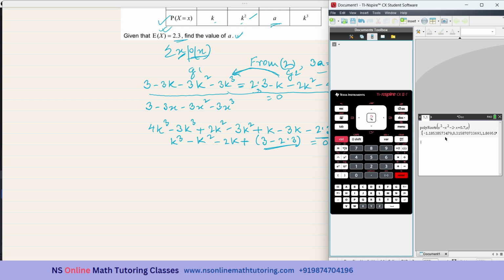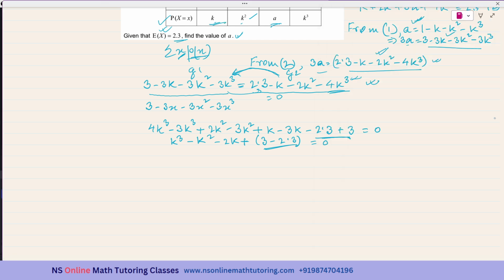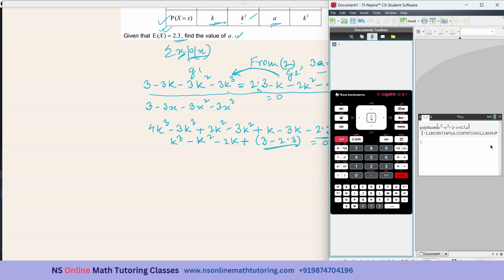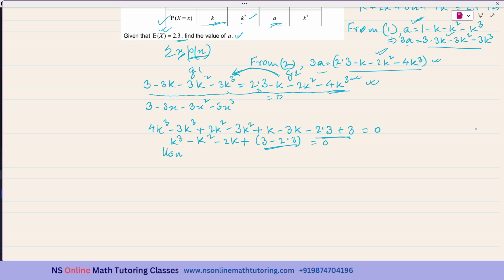One of them, the first one is negative, so I'll not be taking the negative value, of course. The third one, you see 1.86 something. K is a probability, so it cannot have a value more than 1. So I cannot take the third value as well. So I'll be taking just the middle one. It is 0.3158707. I'm taking up to this.